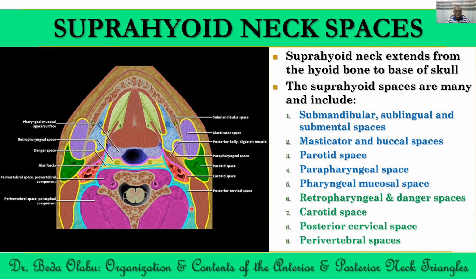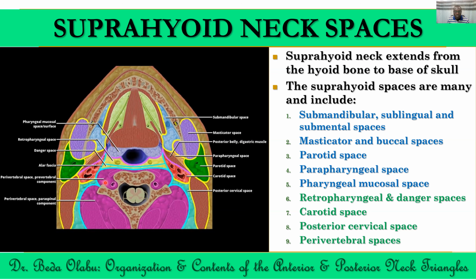And lastly, the perivertebral spaces. Perivertebral spaces continue throughout, divided into two. We have the prevertebral compartment of the perivertebral space and the paraspinal compartment of the perivertebral space. Remember, these two are continuous throughout. So again, both in the suprahyoid and the infrahyoid neck.